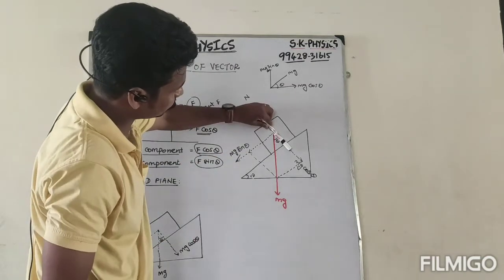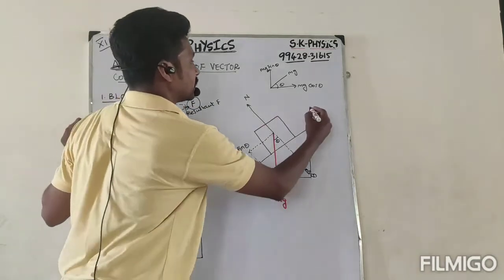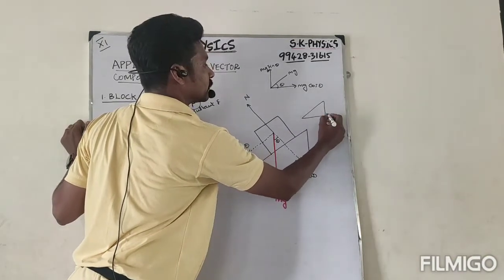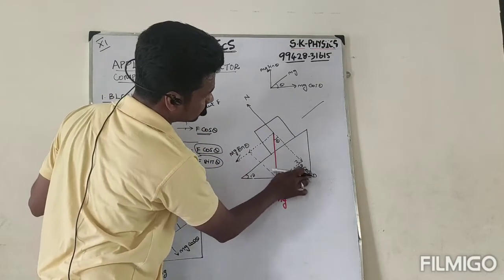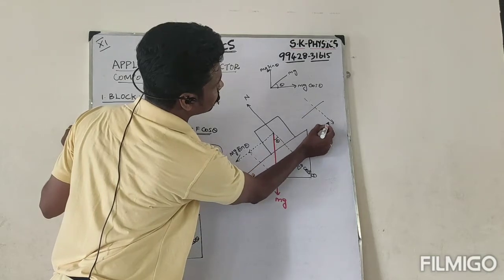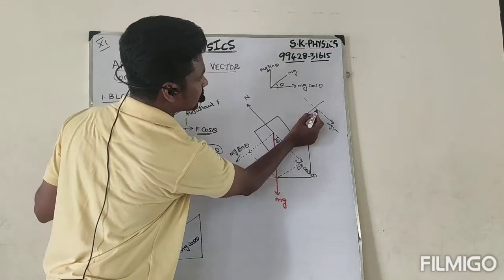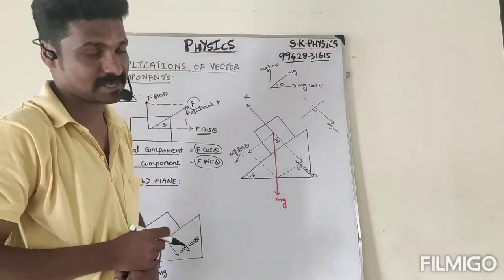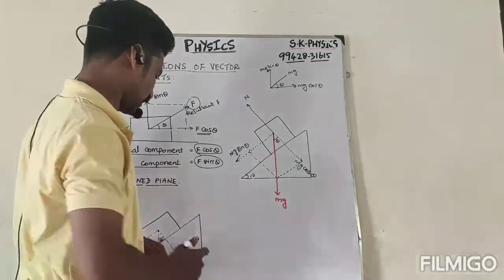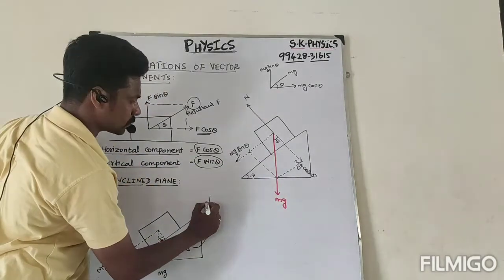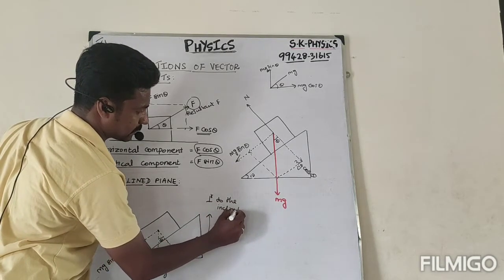See that this is mg cos theta. How is it with respect to the inclined plane? You forget this. See that this is the inclined plane, and this is mg cos theta. This is actually 90 degrees, that is perpendicular. So mg cos theta is perpendicular to the inclined plane. That is an important point.